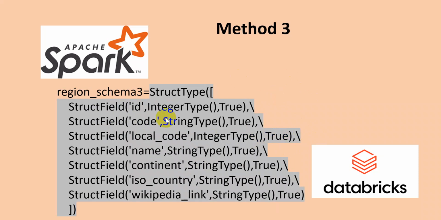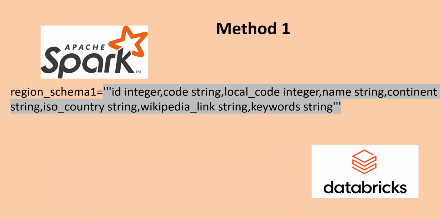Method three is struct type as well as struct field. Don't worry, we'll use that while creating the data frame using the schema. So let's jump over to the Databricks UI, and let's use method one, method two and method three to create the schema. After that, we'll create the data frame to read the data from our CSV file. So here we go.